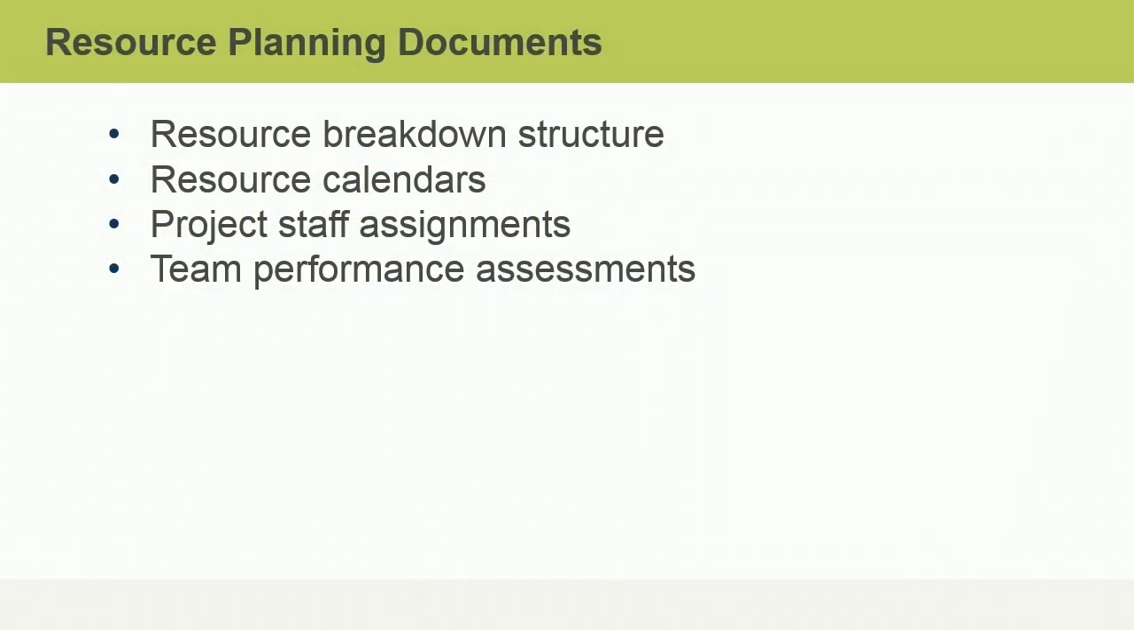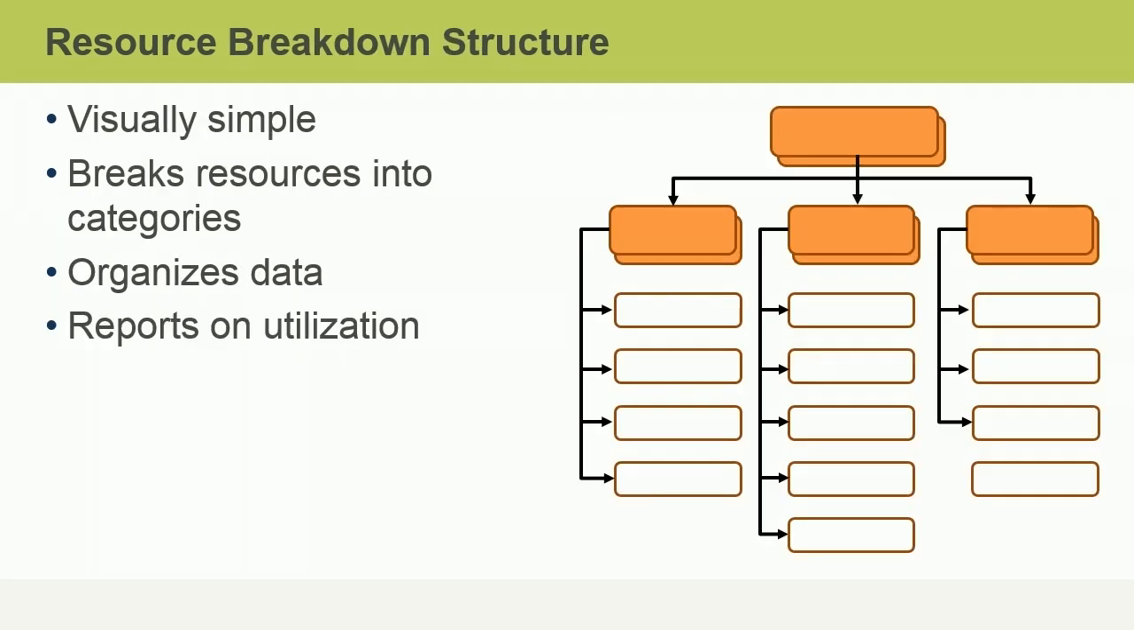During resource planning, in addition to the resource management plan, several important documents are created. The resource planning documents are the resource breakdown structure, resource calendars, project staff assignments, and team performance assessments. A significant document from the resource planning process is the resource breakdown structure. The resource breakdown structure provides a hierarchical diagram of the resources required for a project.